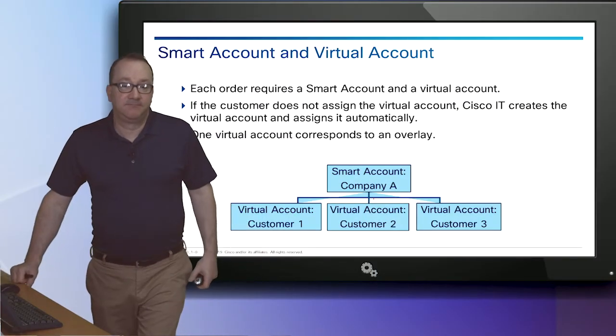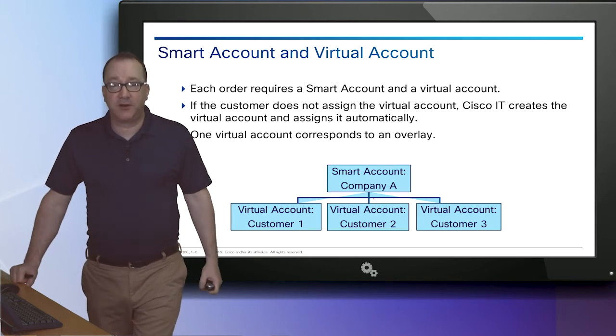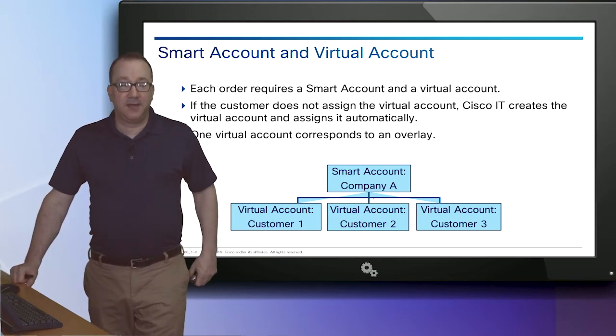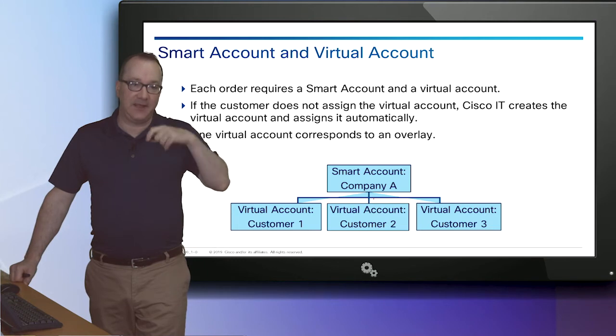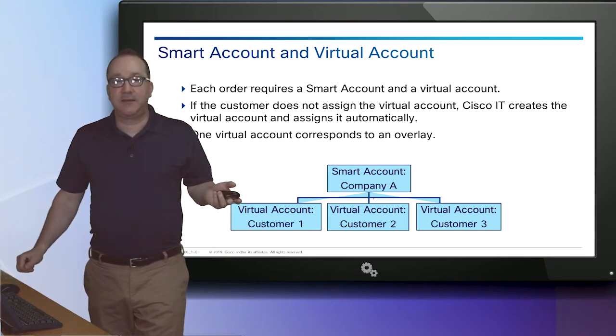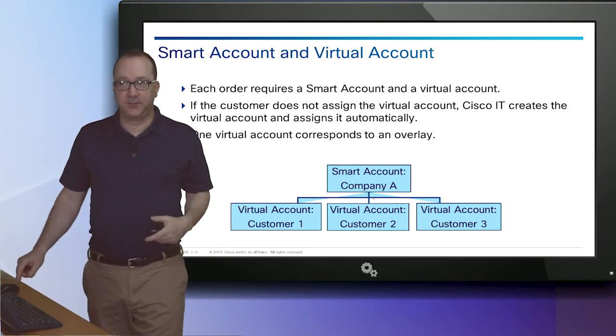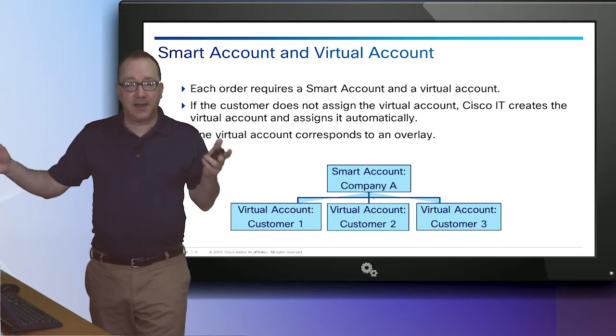Licensing will require a smart account. So if you don't have a smart account, we have to create one. The smart account is going to belong to the entity that owns the device, and we can set up a bunch of CCO accounts to connect to it. So let's say your organization's acme.com, right?